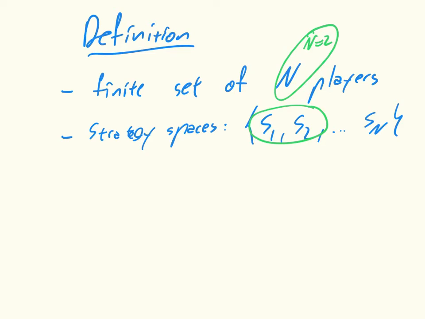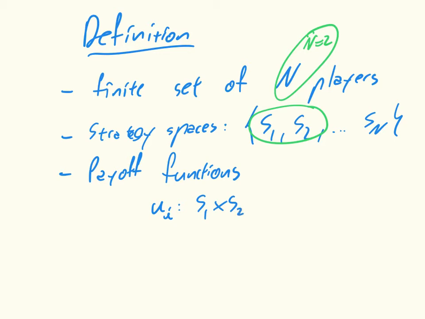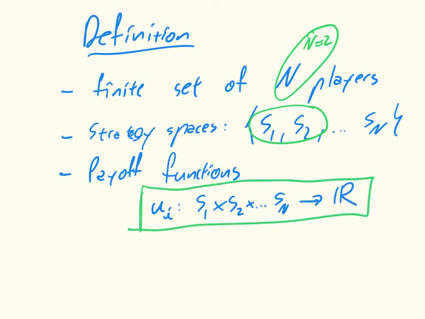And then the payoff functions. So this simply, for every player, we have one payoff function that maps an element of the cross product of all the strategy spaces to the real numbers. Okay?